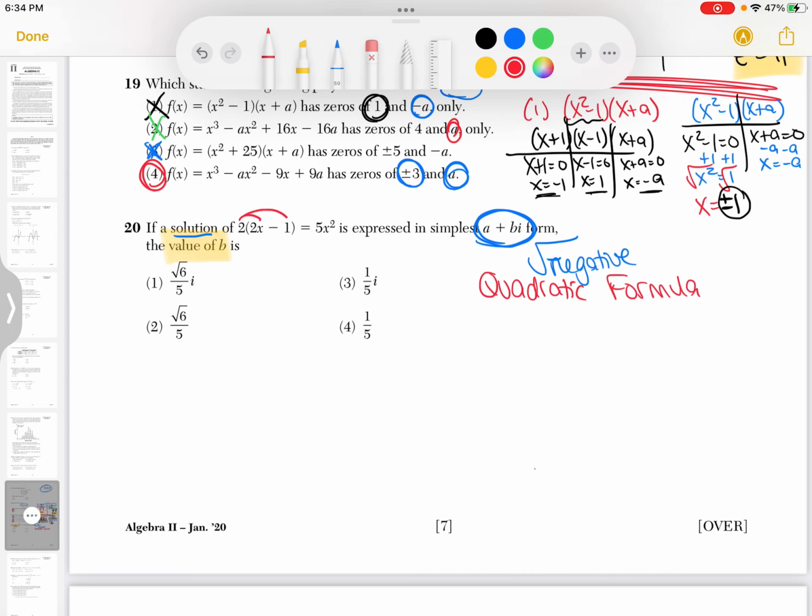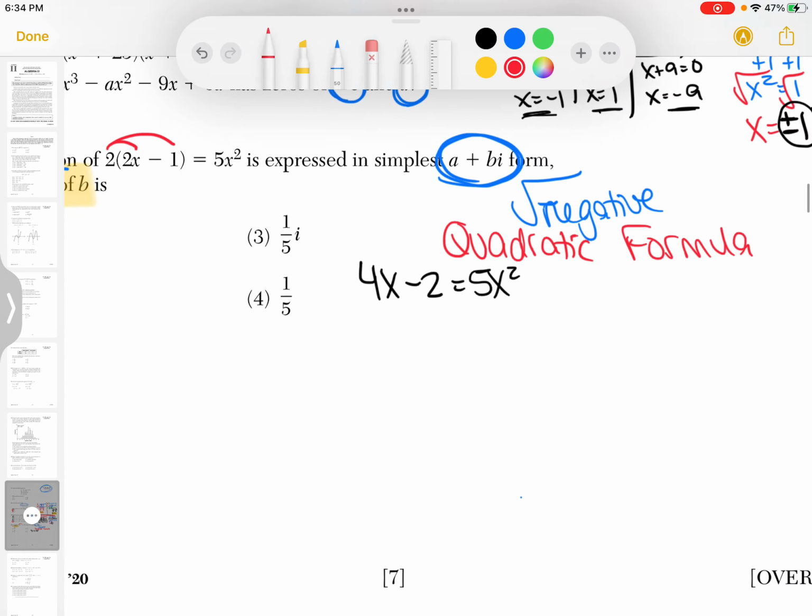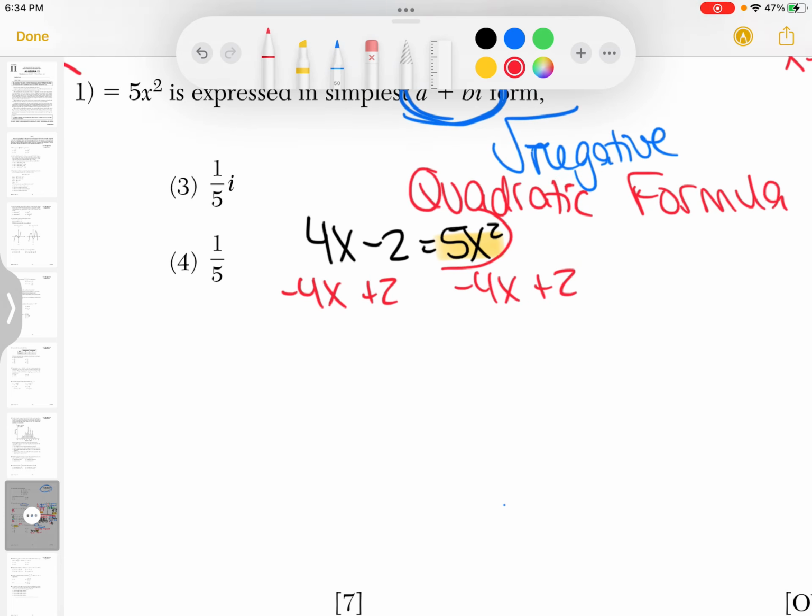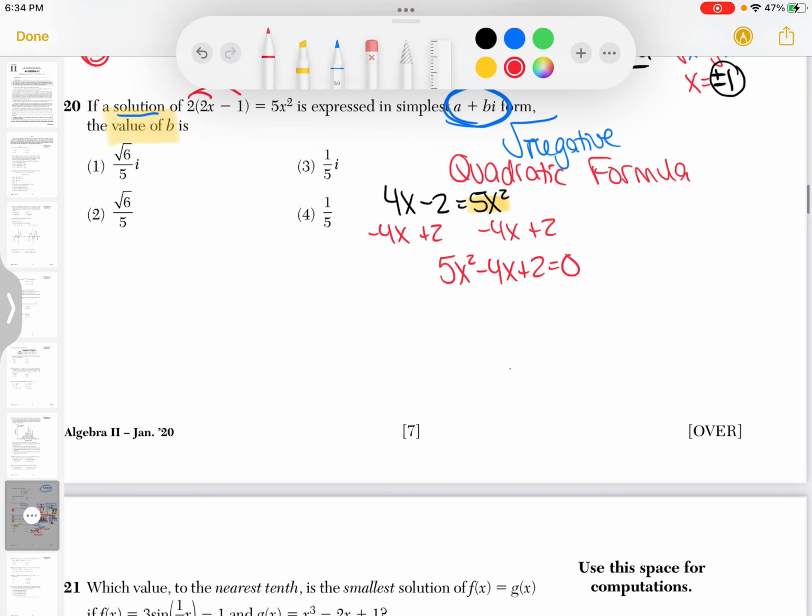So I start by distributing this so I can simplify it out. 2 times 2x is 4x, and 2 times negative 1 is minus 2, and that equals 5x squared. Now, I typically try to always keep my x squared positive, so I'm going to move this stuff this way. It wouldn't be wrong if you subtracted the 5x squared over, but this being positive just makes me happy. So 5x squared, the minus 4x comes down, the plus 2 comes down, and that equals 0.